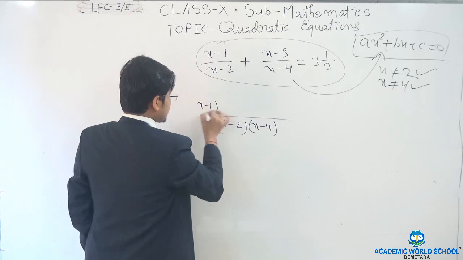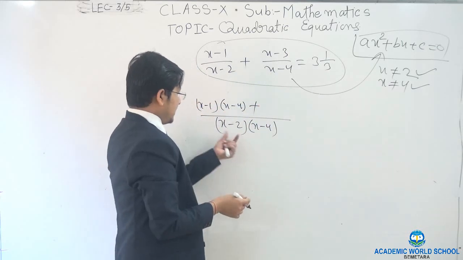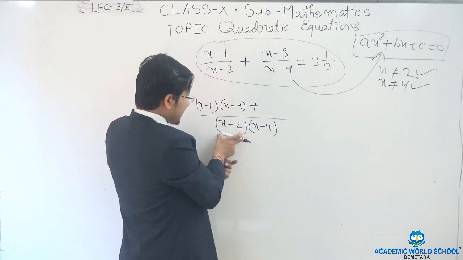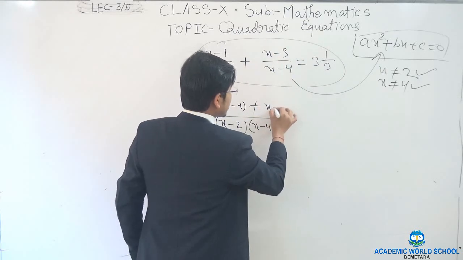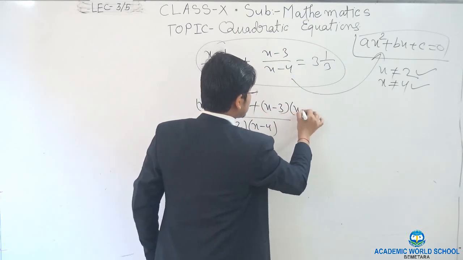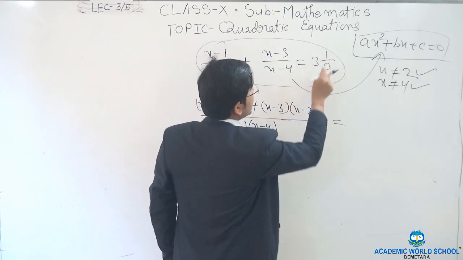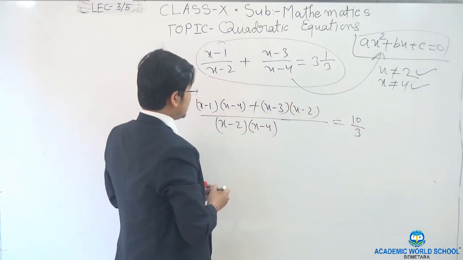Now there is a plus sign. LCM divided by this denominator gives x minus 2, which is multiplied with x minus 3. So (x minus 3) into (x minus 2). And this side is equal to 3 threes are 9, plus 1, 10 upon 3. Now we have to solve this.